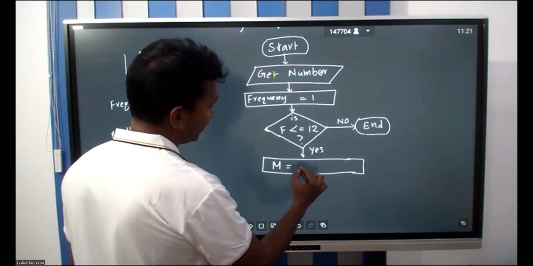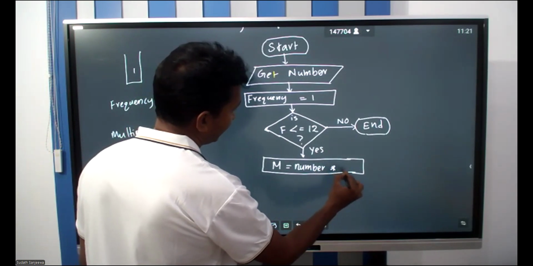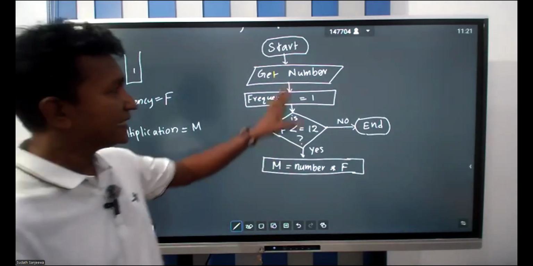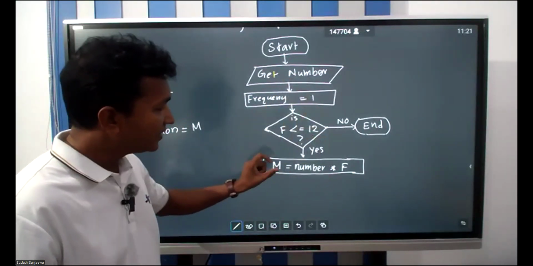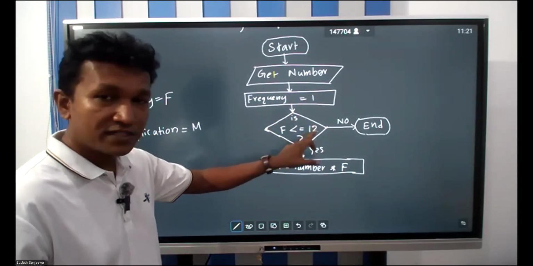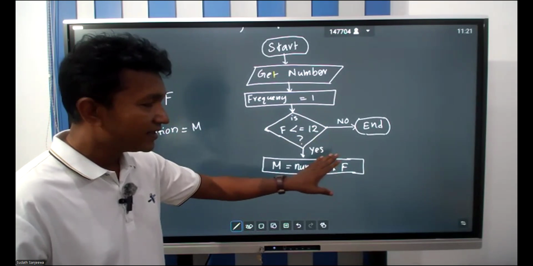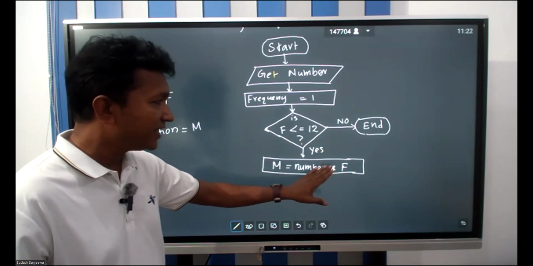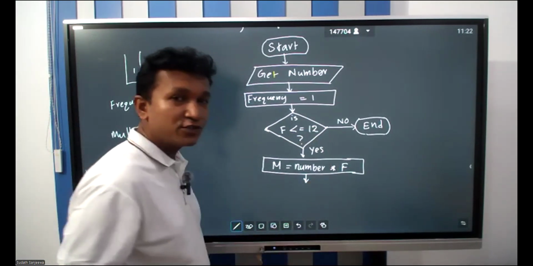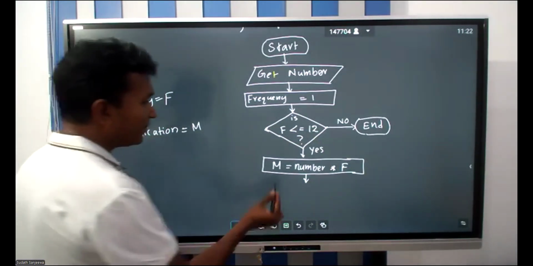I multiply input number by what? Frequency. Right? I multiply input number by frequency. Initial frequency is 1. Then it should be 1. Right? Then what we need to do? Then I need to display the multiplication.